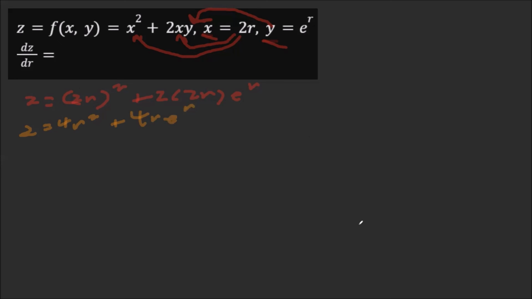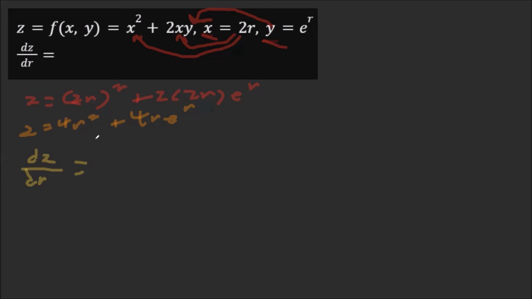Okay. To find what we're looking for, dz/dr, we're simply going to take our function z, now represented as a single variable equation, and take the derivative of that with respect to r. And so we end up with dz/dr, as in the derivative of z with respect to r. And we're simply going to take the derivative of each term with respect to r.